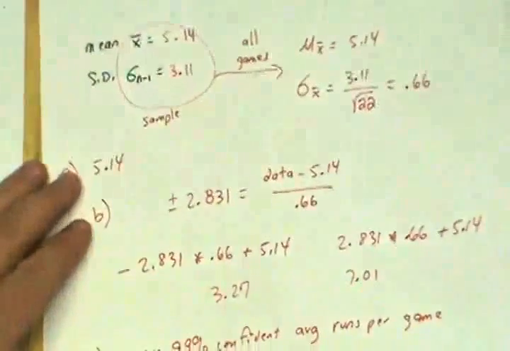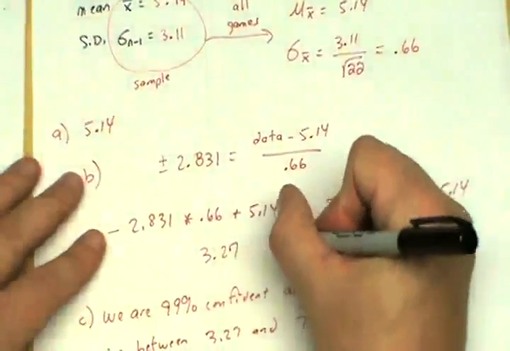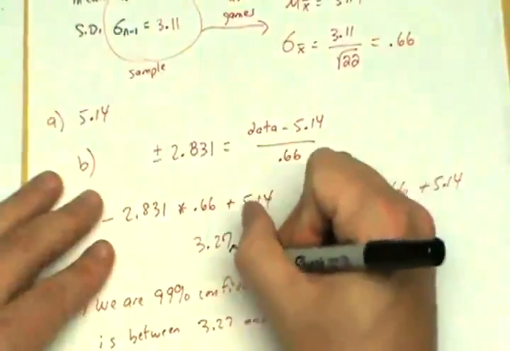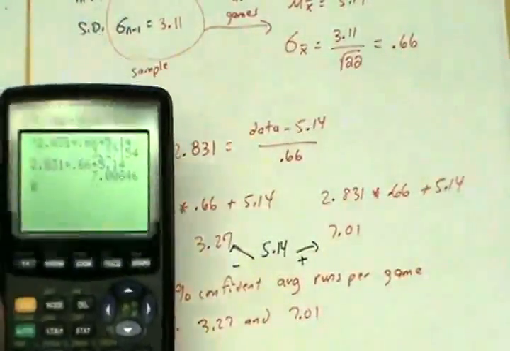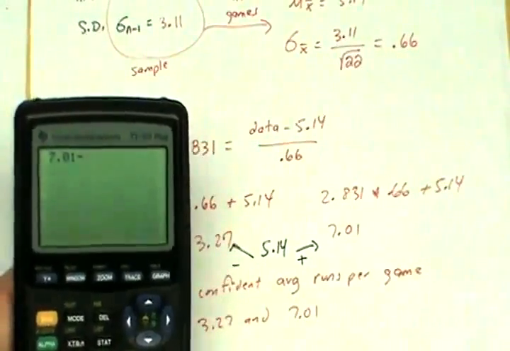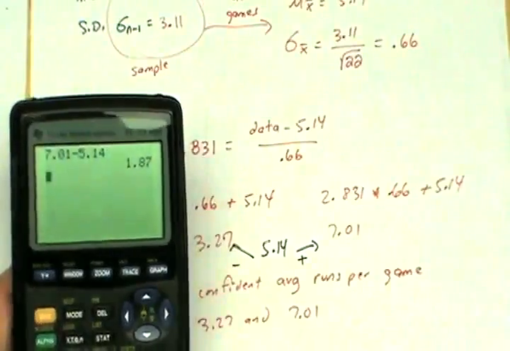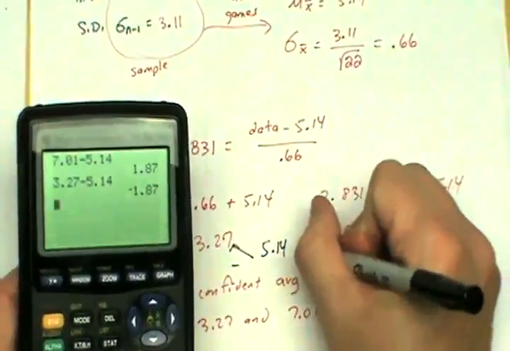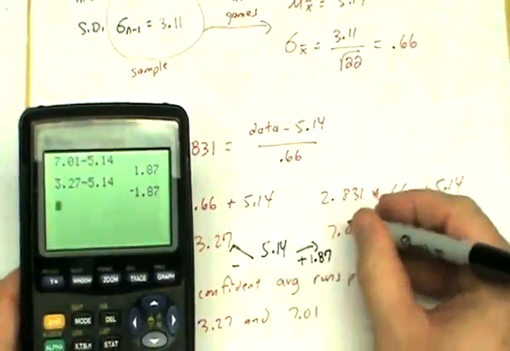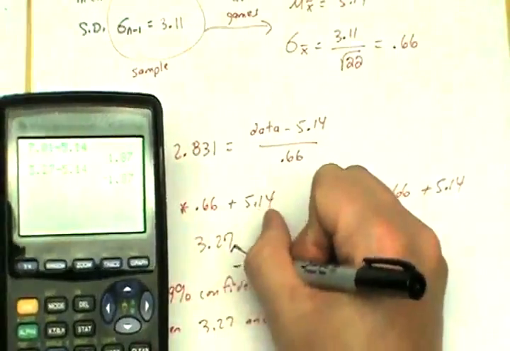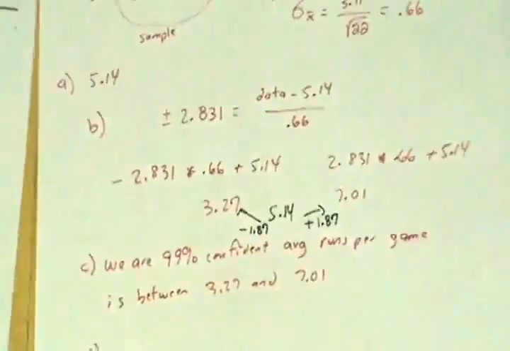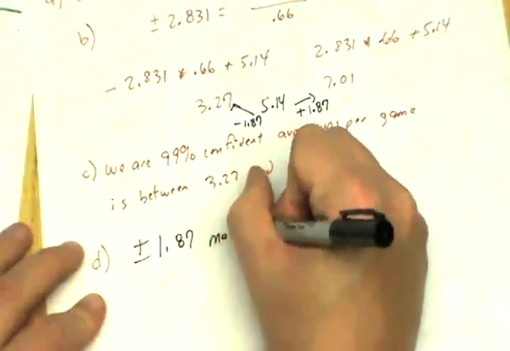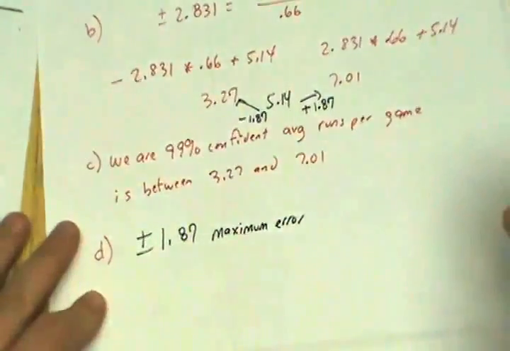D, what is the error? Well, we take the mean, 5.14, we place it in between the intervals we created, and we try to figure out how much I have to add or subtract to get those endpoints. So if you take one of the two, 7.01, and we subtract the middle of 5.14, or you take the other endpoint and subtract the middle, either way you're going to get the difference of 1.87. So we're saying if we add 1.87 to the mean, we'll get that endpoint, and if we subtract the 1.87 from the mean, you'll get that endpoint. So that's the error. So plus and minus 1.87, that's going to be called the maximum error, due to it being a 99% confidence interval.